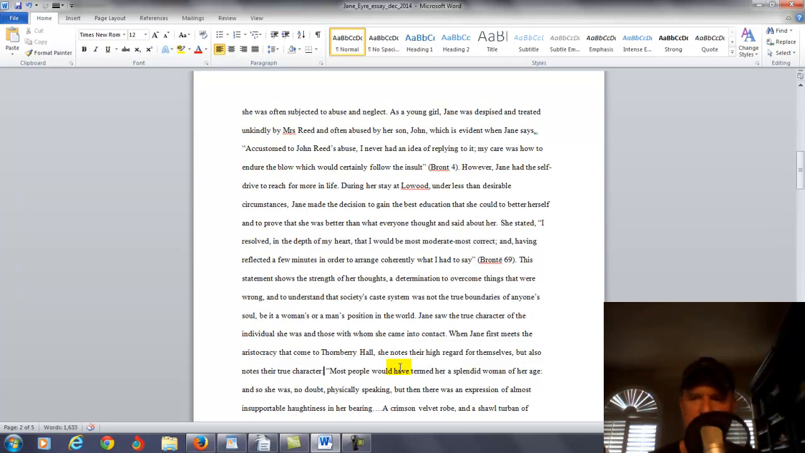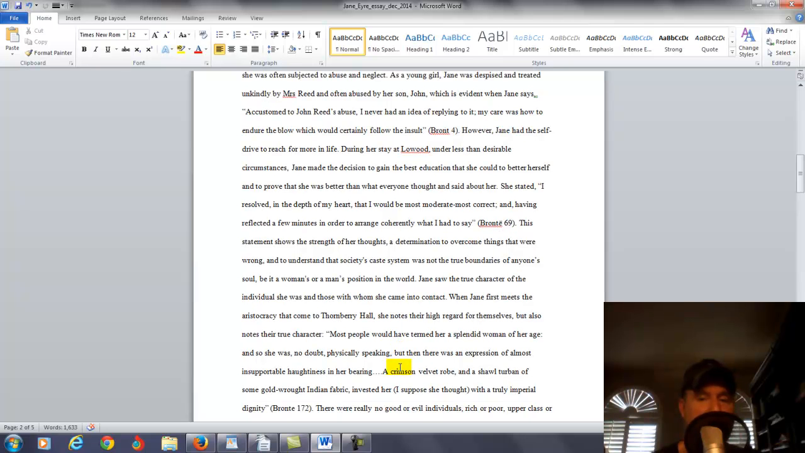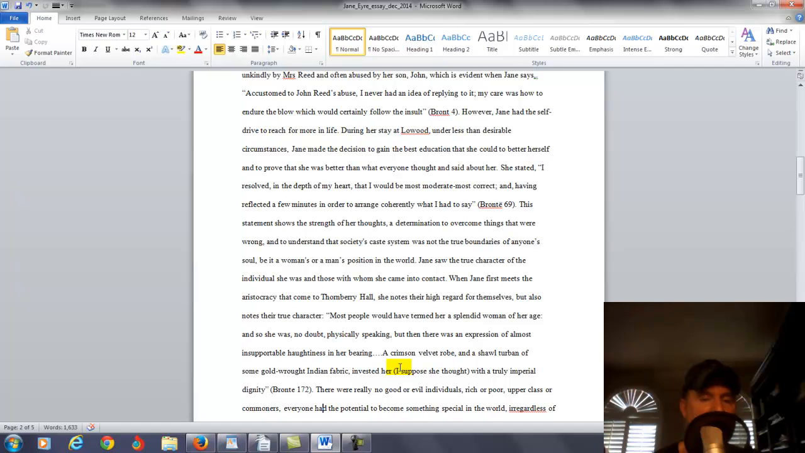Most people would have termed her a splendid woman of her age, and so she was, no doubt physically speaking, but then there was an expression of almost insupportable haughtiness in her bearing. A crimson velvet robe and a shawl turban of some gold-wrought Indian fabric invested her, I suppose she thought, with a truly imperial dignity.